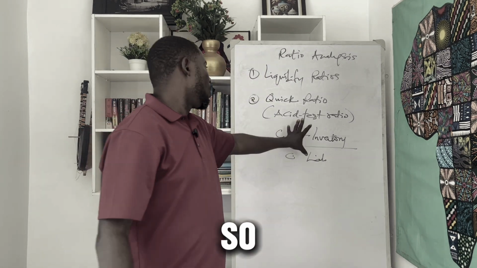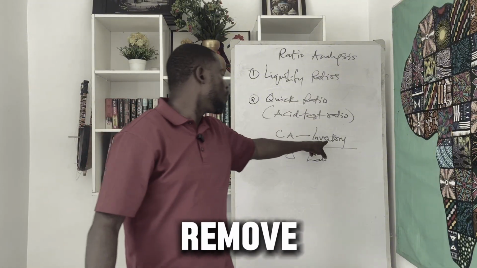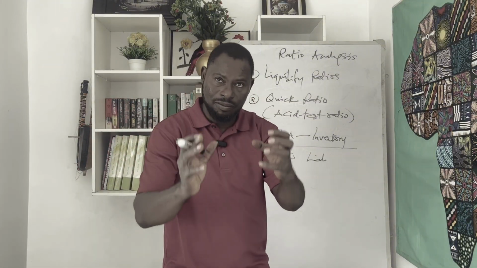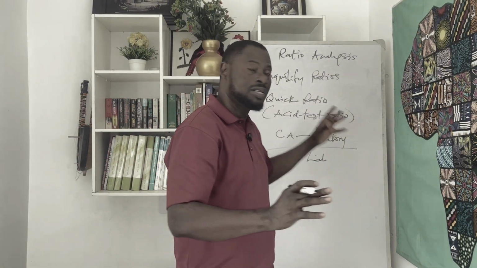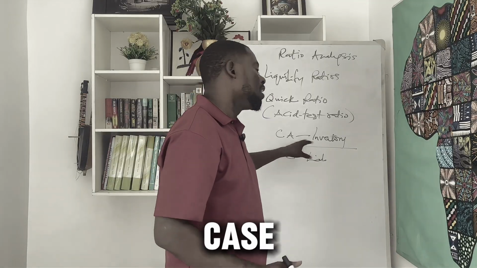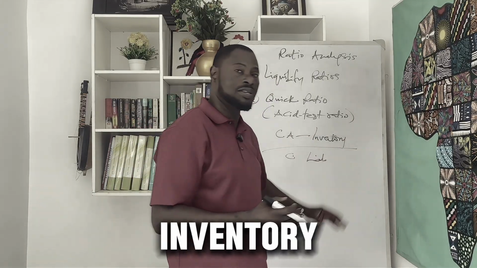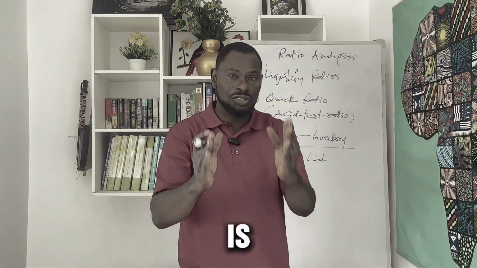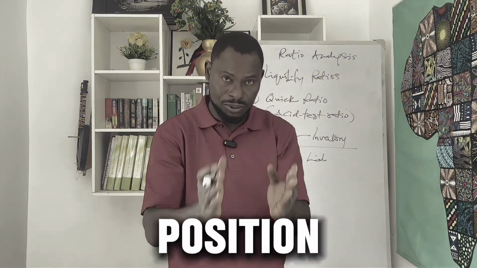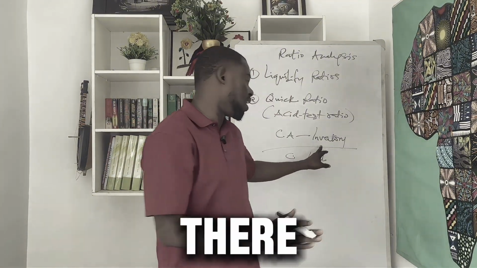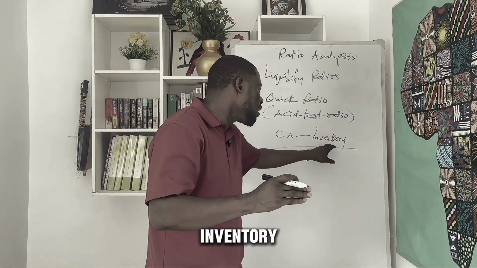Okay? So, for quick ratio, we do exactly the same thing that we did for current ratio, but in this case, the current asset, we have to remove something from it, which we call inventory. So you are getting it from the same place, which is from the statement of financial position. That is the balance sheet. You are getting it from there. And when you go there, you will see inventory.